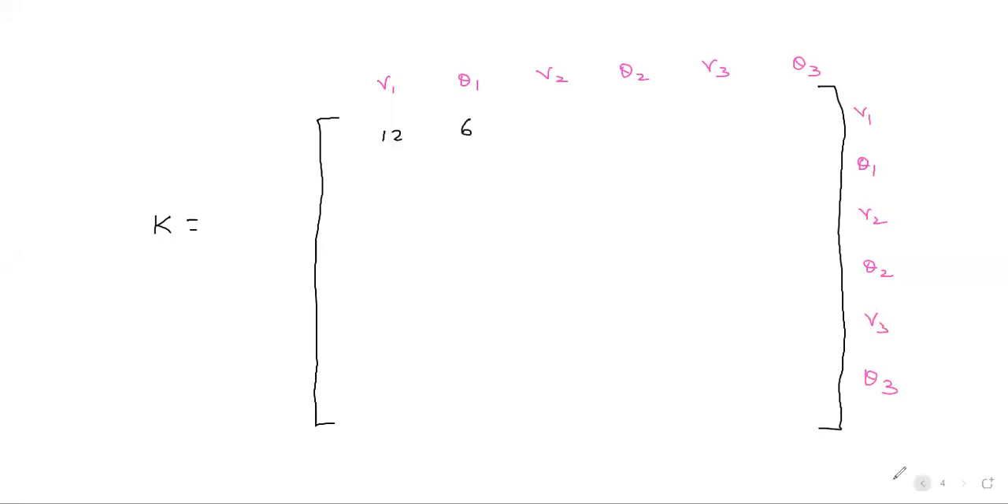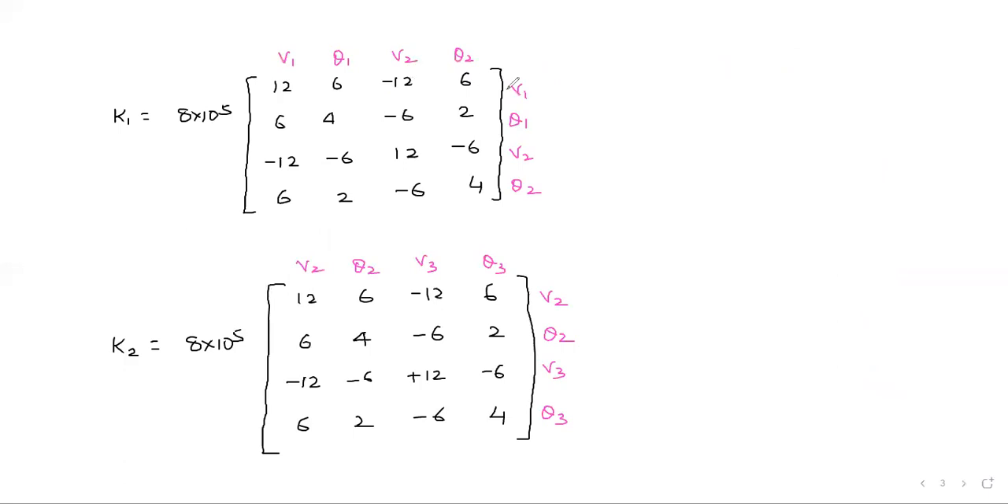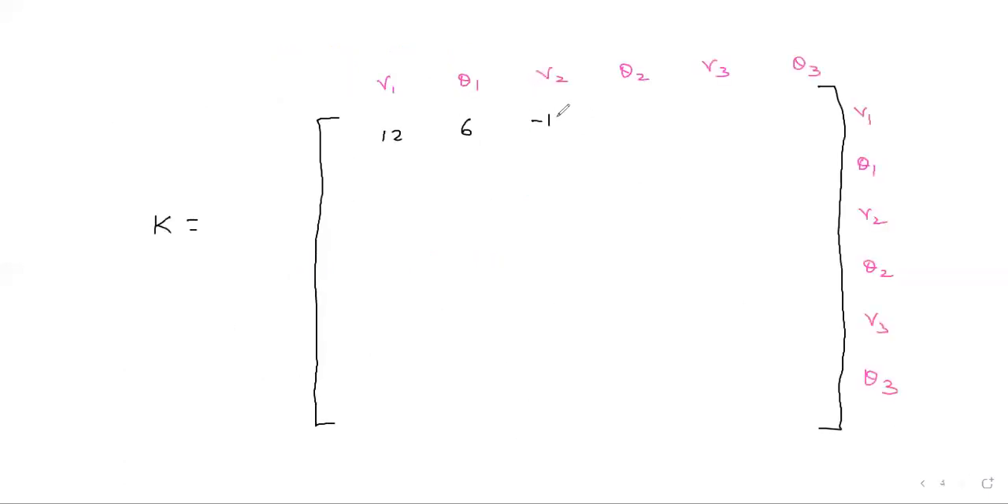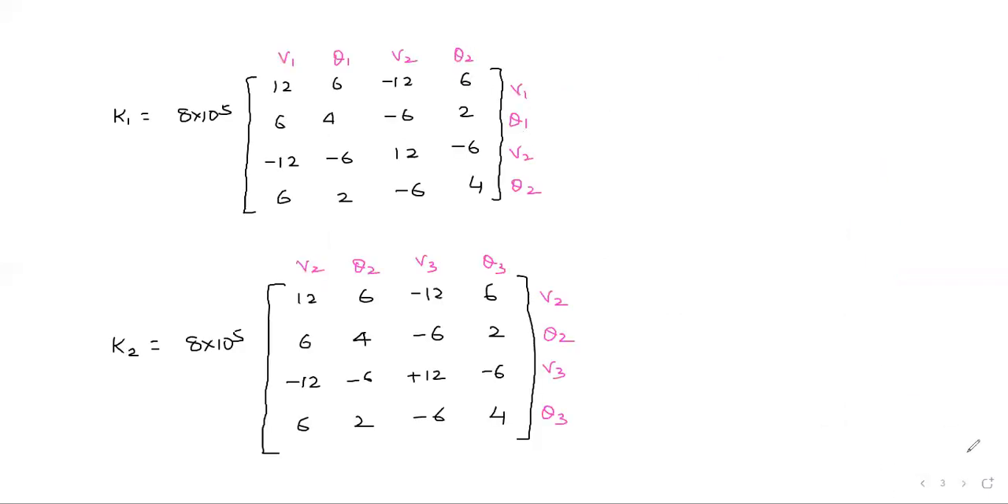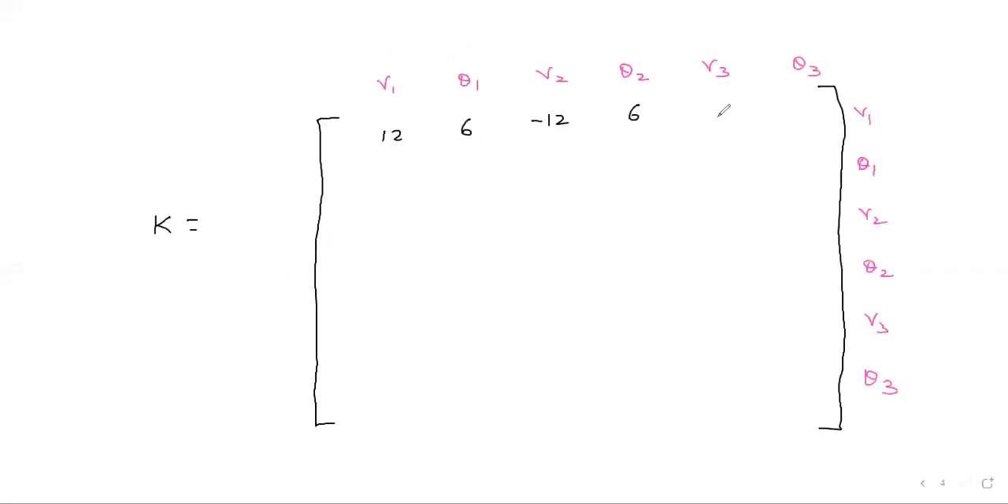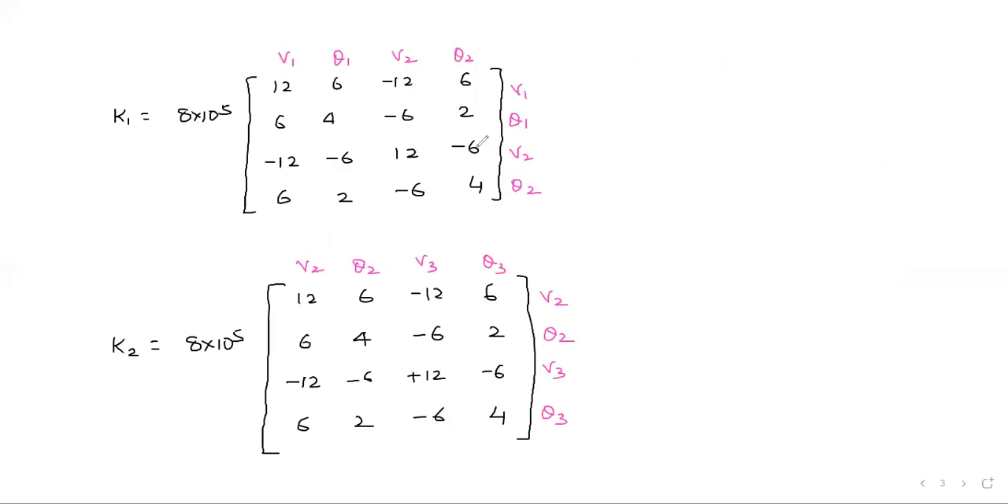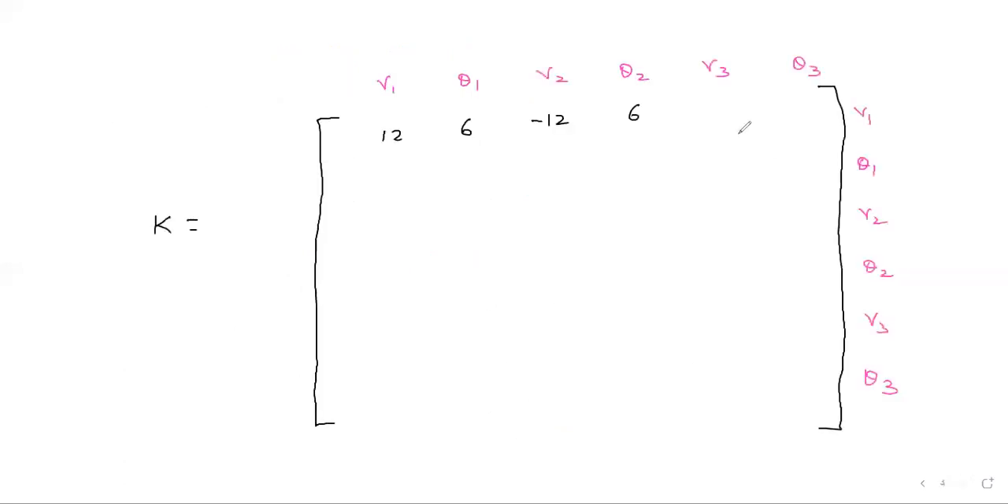Then V2 V1 is minus 12. So we'll write here minus 12. Theta 2 V1, what is theta 2 V1? Theta 2 V1 is 6. So we'll write here 6. V3 V1, there is no relation between V3 and V1. You can see here, here it is V1, there is no V3. Here there is no V1 term, right? With respect to V3. So that will become 0. So it will be 0, 0. Then again, V1 theta 1.